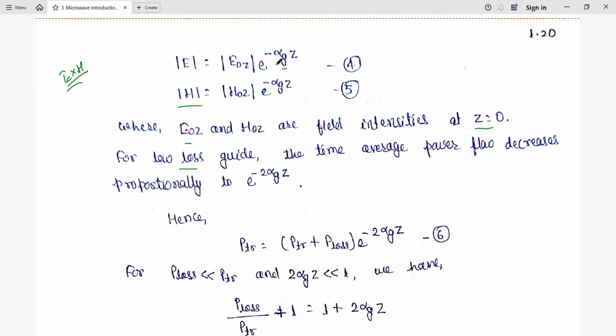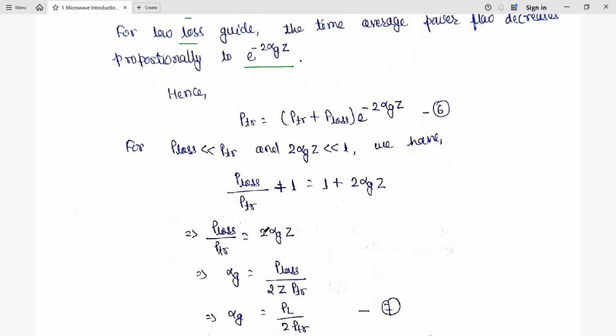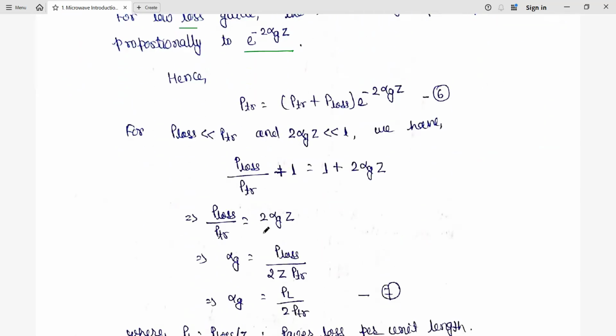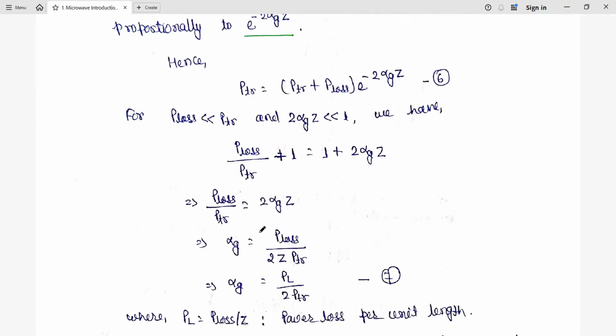So finally, e to the power minus alpha GZ and e to the power minus alpha GZ both will be added together. So we'll get here e to the power minus 2 alpha GZ. So the transmitted power, some power is being lost here, so that is also considered. So PTR plus P loss, e to the power minus 2 alpha GZ. So the power is going to be decreased by this factor.